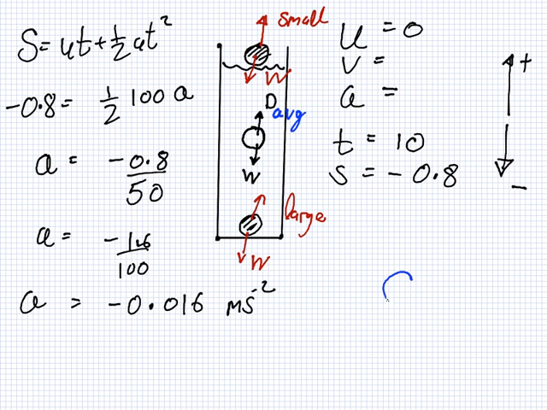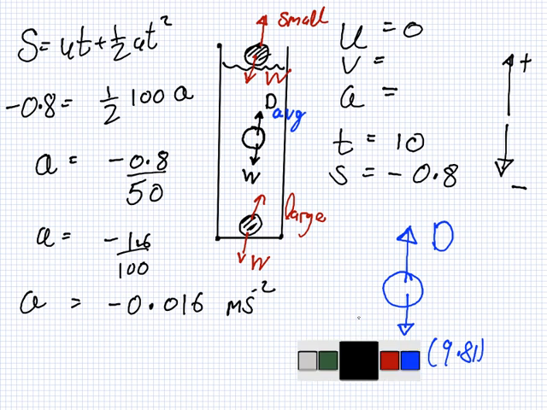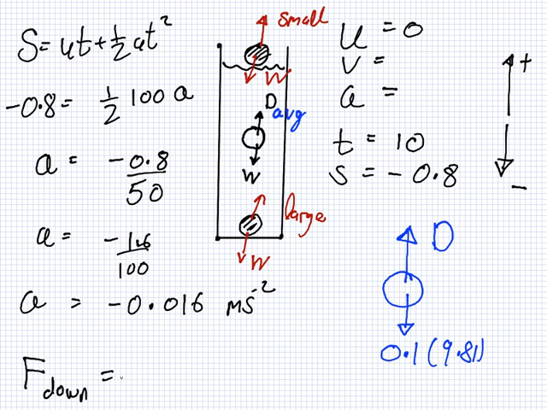So if we look at the ball here, we have the force down, which is mg, which is 0.1 times 9.81. And we have the upward force here, which I call D. So what is the total force down? That will equal 0.1 times 9.81 minus D. And Newton says that will equal ma, the a being down.